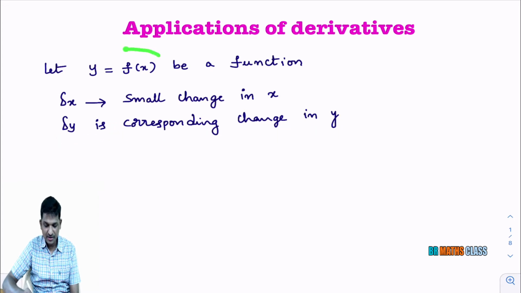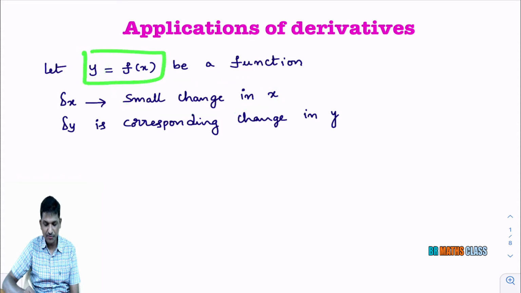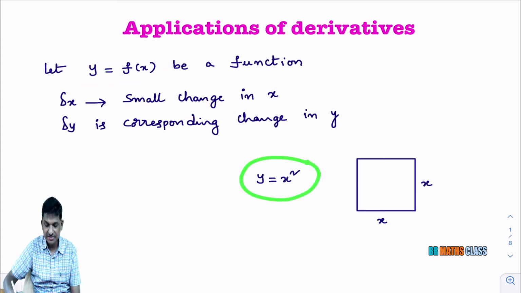You observe, this is the function y equal to f of x. Now, a change in x has happened. Then obviously a change will occur in y, because this is the function y equal to f of x. You observe here, I consider a function y equal to f of x. Here, this is the square of side x.